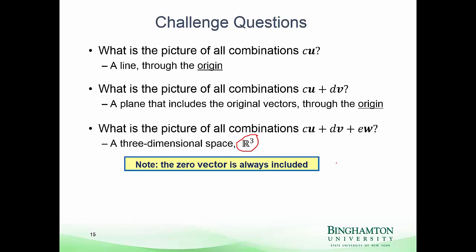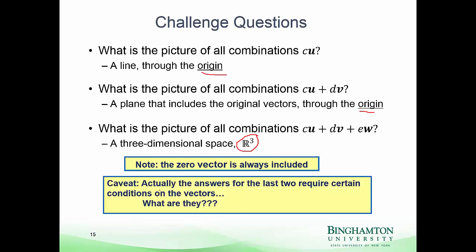Now, notice that in each of these cases, the 0 vector is always included. So the line goes through the origin. The plane goes through the origin. The three-dimensional space, I don't say through the origin, but it really is a three-dimensional space that goes through the origin, or at least includes the origin.